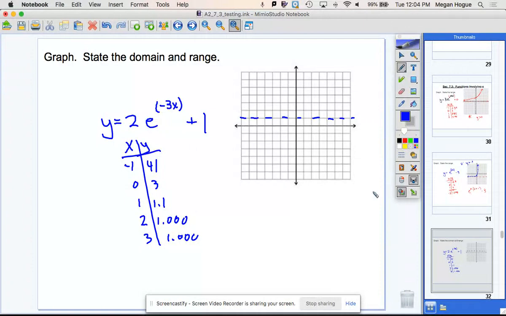So my asymptote's at 1. And I'm going to plot these. Not that negative 1. So these last two I just put really close to the asymptote. And that curve is going down.